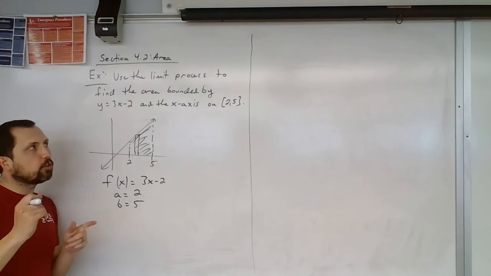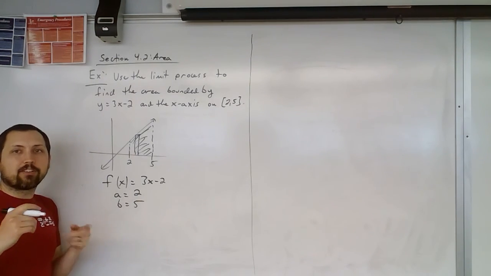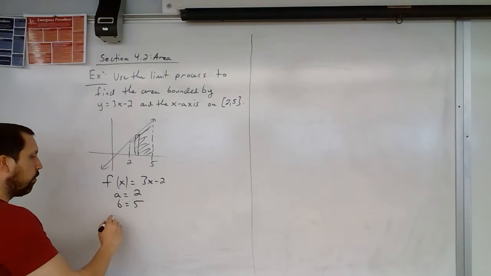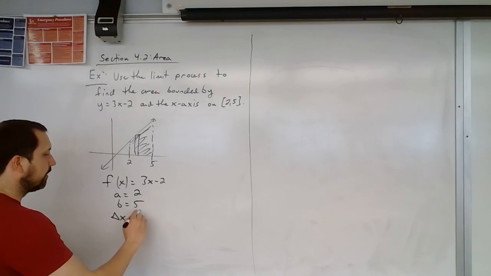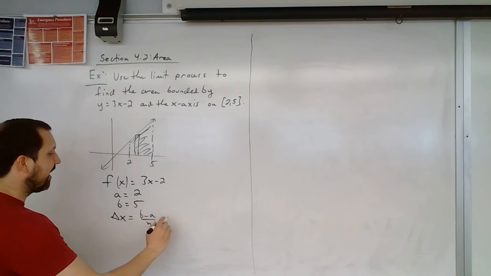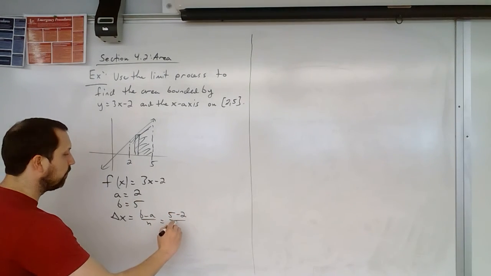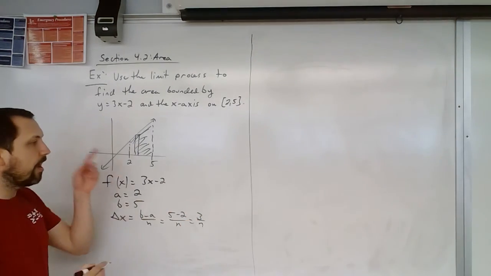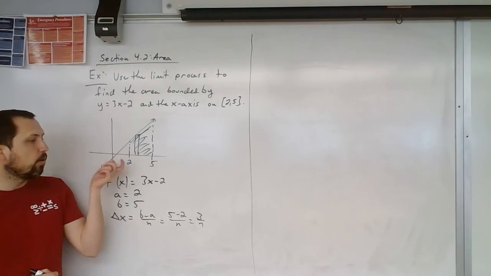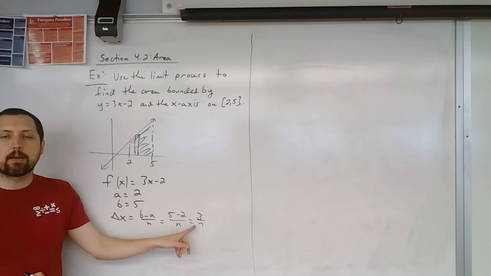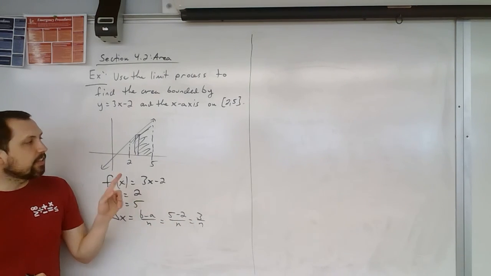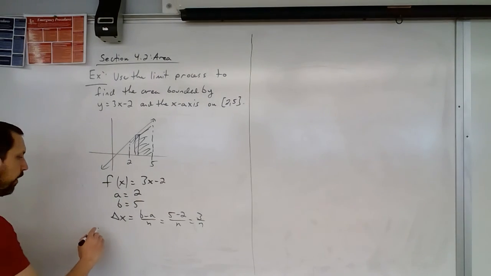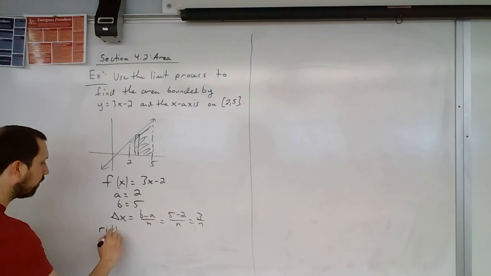Now, what we also need to do is figure out, for n rectangles, what the width is. So our delta x, we said, is b minus a divided by n. This is going to be 5 minus 2 divided by n, which is 3 over n. So when we have n rectangles, each width is going to be 3 divided by n. And the last thing that we need in our formula is going to be these c sub i's. So we can use right endpoints.